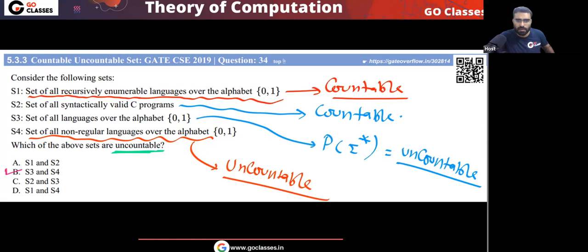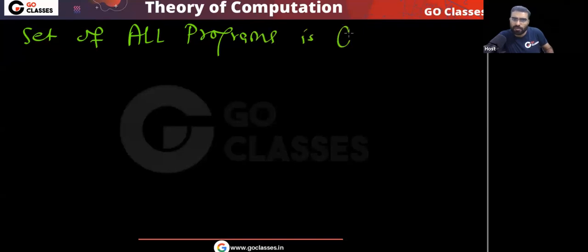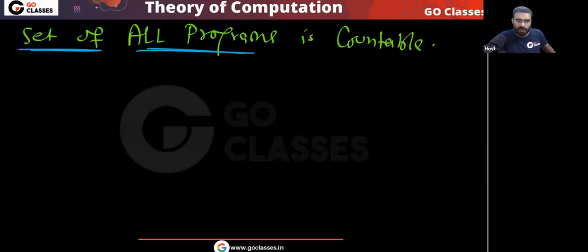So very simple. Now, let me tell you why the set of all programs is actually countable. Whatever program you can write, the set of all programs is countable. Why? What is the reason? Just think about it. Any program you take is just a string inside your computer, right?